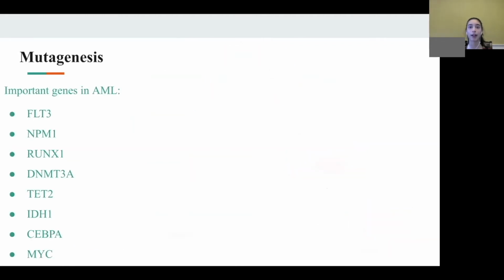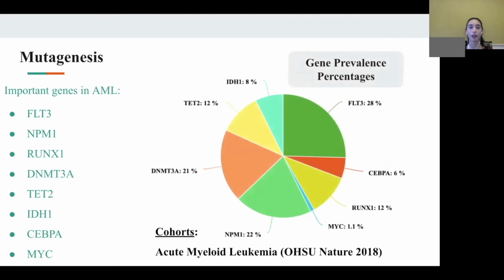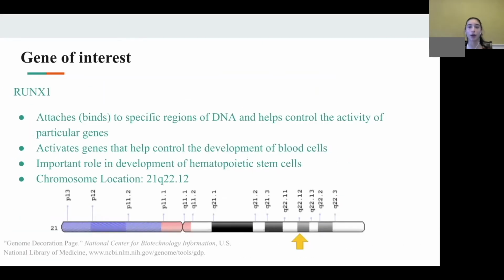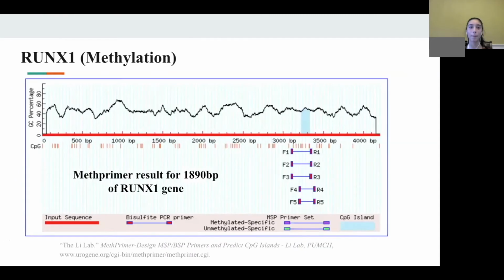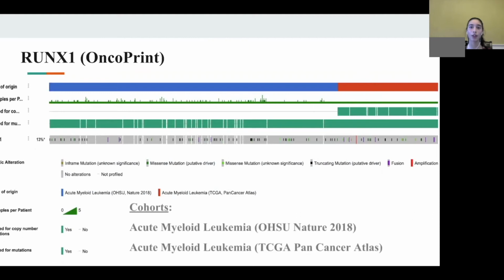Research project by analyzing cohorts in cBioportal software. Here is a list of some of the most prevalent genes in AML and a pie chart comparing them all together. FLT3, RUNX1, CEBPA are the genes I will be focusing on today. Our gene of interest is RUNX1. The RUNX1 gene provides instructions for making a protein called RUNT-related transcription factor 1. This protein interacts with other proteins called core binding factor beta, or CBF beta, which help RUNX1 bind to DNA and prevent it from being broken down. Here is the oncoprint of the gene in the same cohorts.